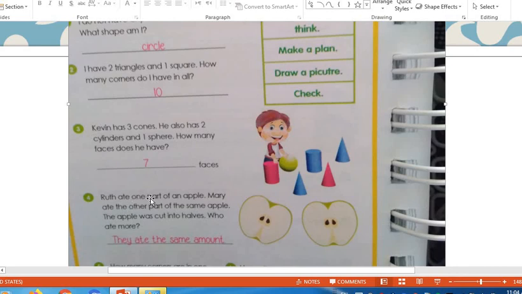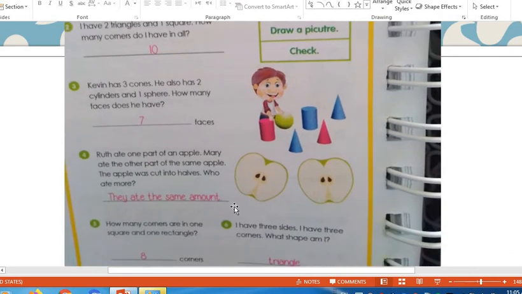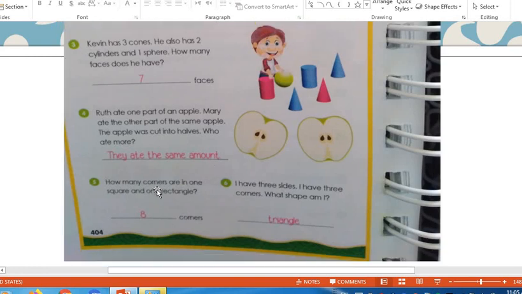Ruth ate 1 part of an apple. Mary ate the other part of the same apple. The apple was cut into halves. Who ate more? Do you think anyone here ate more? No, they ate the same amount because it's cut into halves. Excellent.